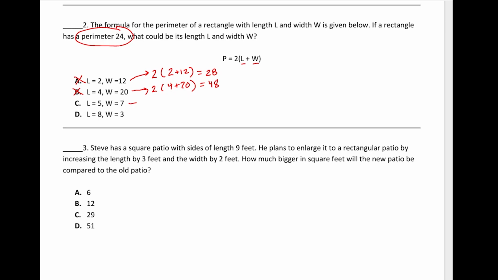For C, we've got 2 times 5 plus 7. 5 plus 7 is 12. 12 times 2 is 24. So that looks like that's going to be our answer, but let's just double check the last one here. 2 times 8 plus 3. 8 plus 3 is 11, times 2 is 22. And that is not going to be correct either. So yeah, the correct answer here is C.